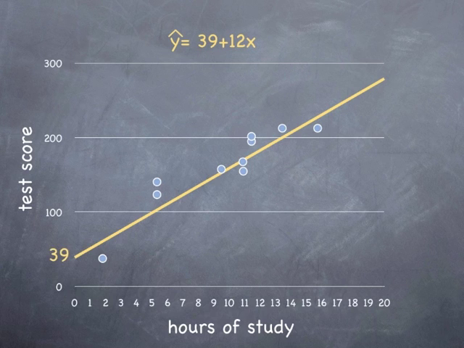39 is the y-intercept, and you can see it right over there. That's where it crosses the y-axis. And 12 is the slope of the line. Also, I'm going to talk about r squared is equal to 0.92. We'll discuss that in a little bit, but not right now.